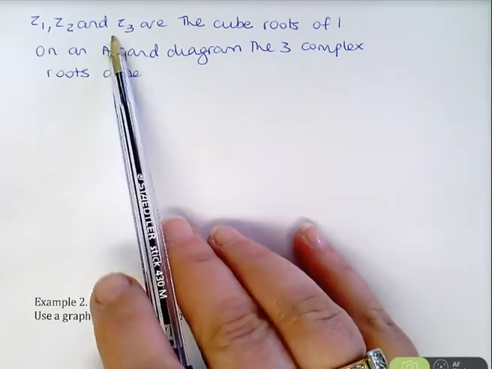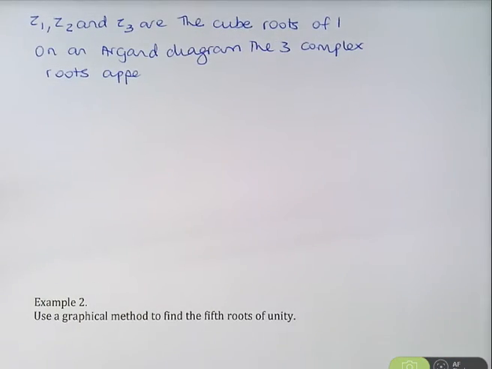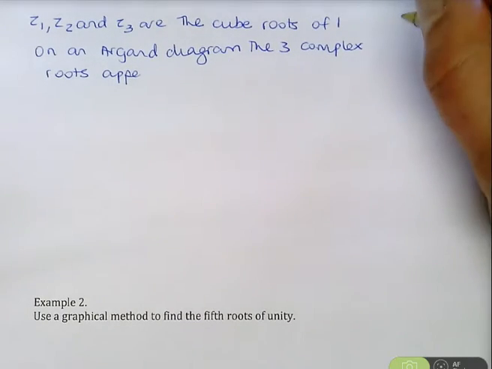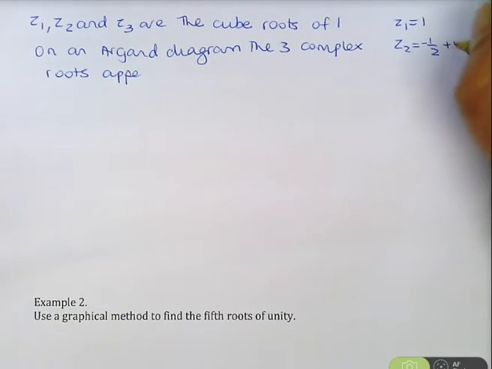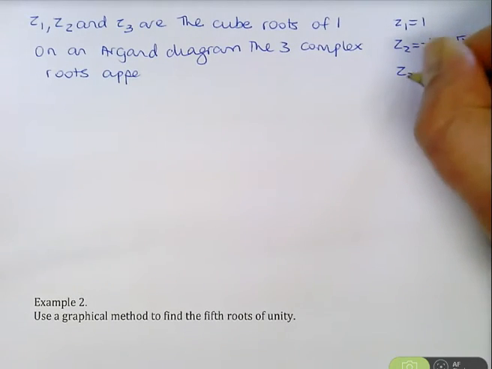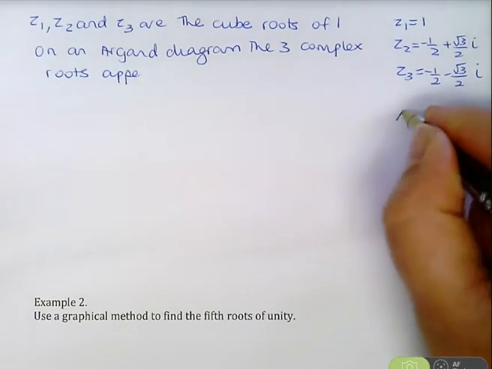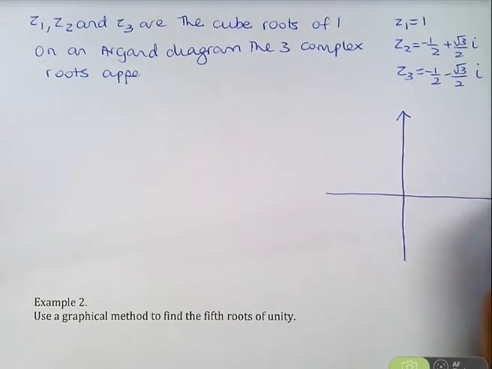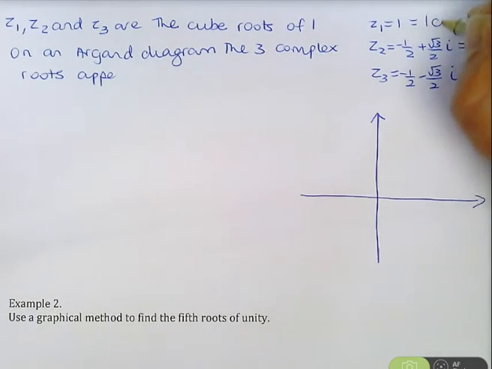Now if Z1, Z2 and Z3 are the cube roots of 1, we can sketch these on an Argand diagram. I'm just going to write down what the roots were. Z1 was 1, Z2 was negative 1/2 plus root 3 on 2 i, and Z3 was negative 1/2 minus root 3 on 2 i. I'm going to sketch those on the Argand diagram. I'm also going to write down what they were in mod arg form. This one was 1 cis 0. This was 1 cis 2 pi on 3.